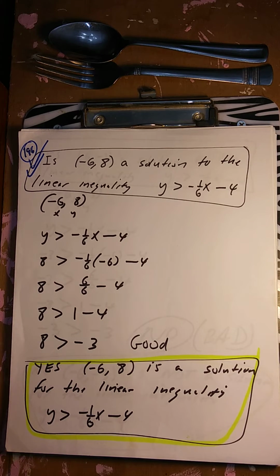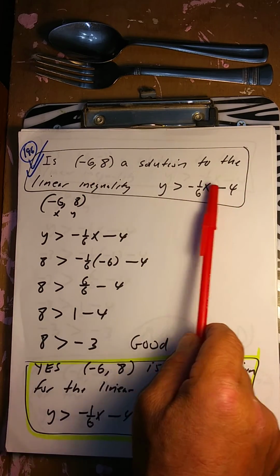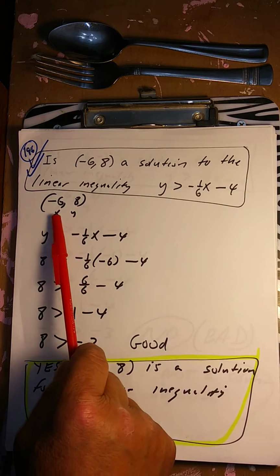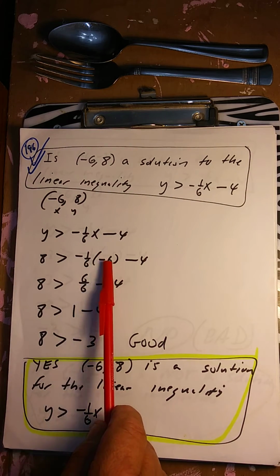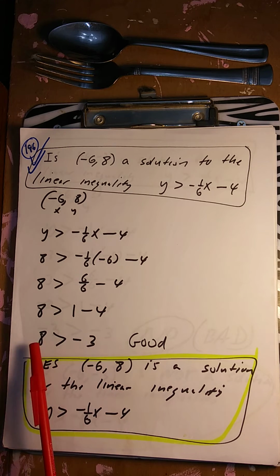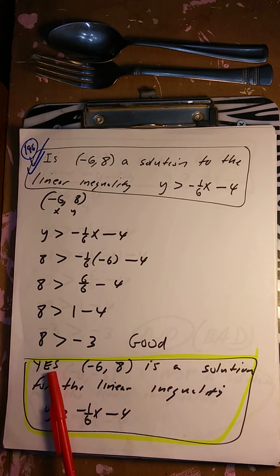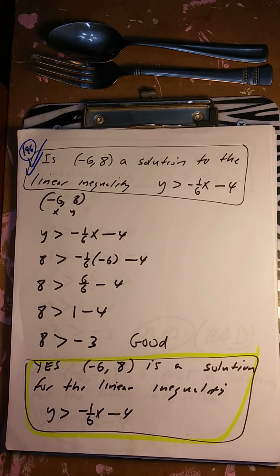Is negative 6, 8 a solution to the inequality, this one? If I put this in there for the x's and the y's, would they work? Here's the x, here's y, put them in there. Negative 2 times negative is positive 6. 6 over 6 is 1. 1 minus 4 is negative 3. Is 8 bigger than negative 3? Yes. Negative 6, 8 is a solution to the linear inequality.